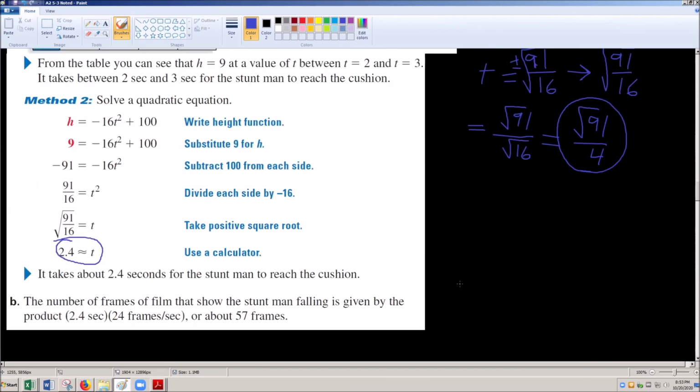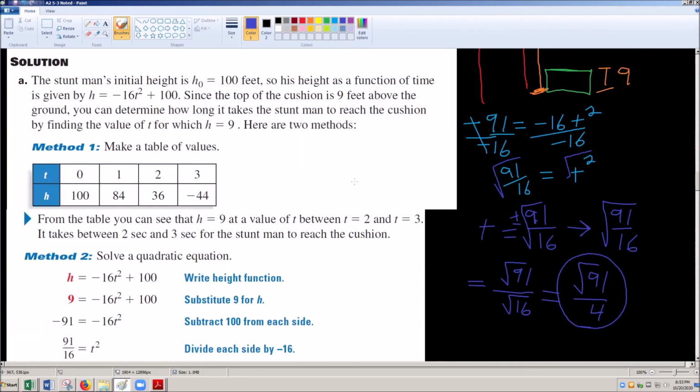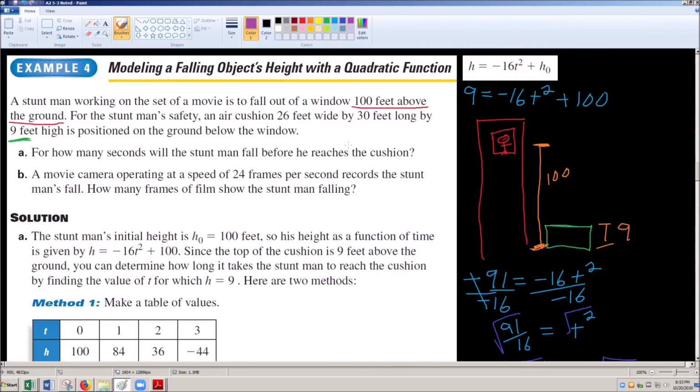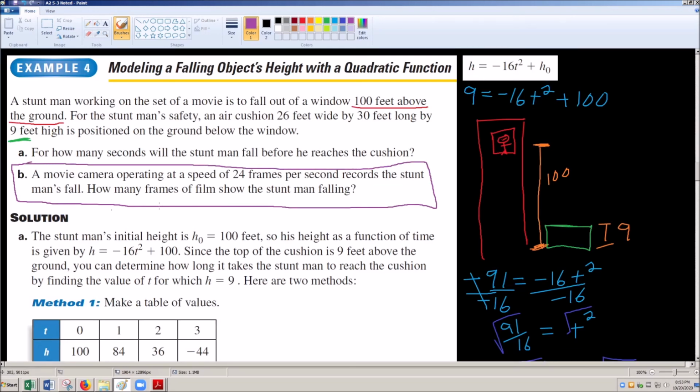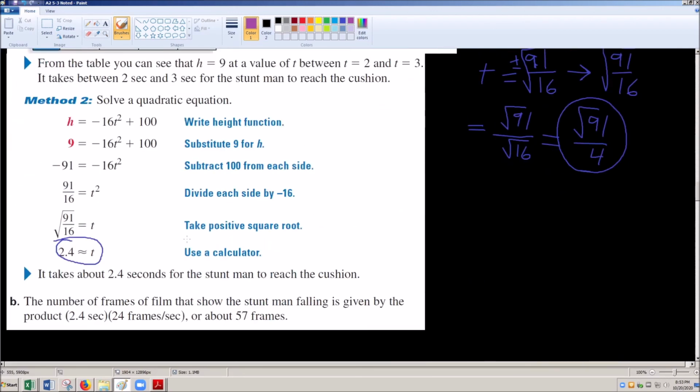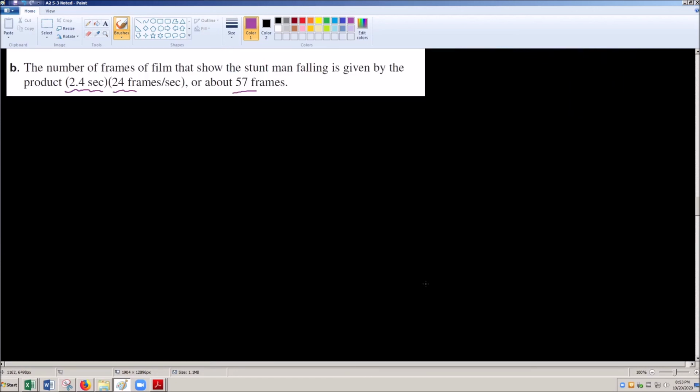Pretty close. The next bit is talking about, I'll go back up here. It's saying that a movie camera operating at 24 frames per second films the stuntman's fall here. How many frames of film will show during him falling? So now I'm basically just taking my 2.4 and multiplying by 24. That's the last bit here. The approximation from our previous answer times 24 equals about 57 frames. That is it for 5.3.